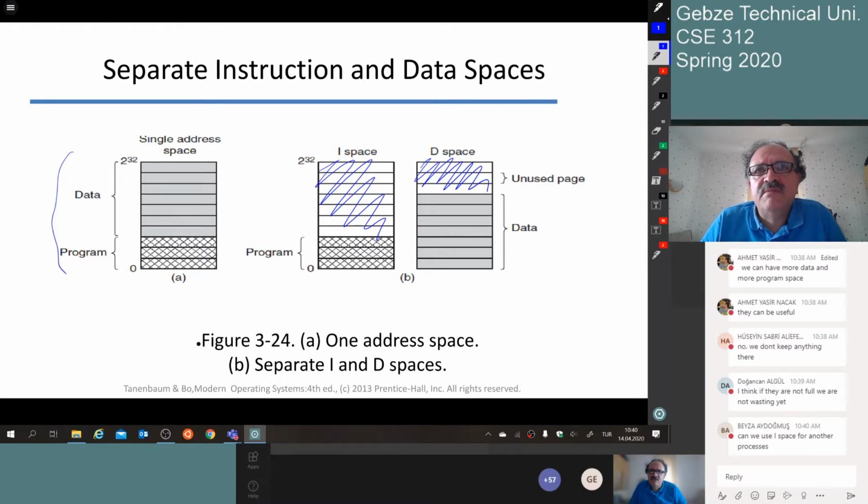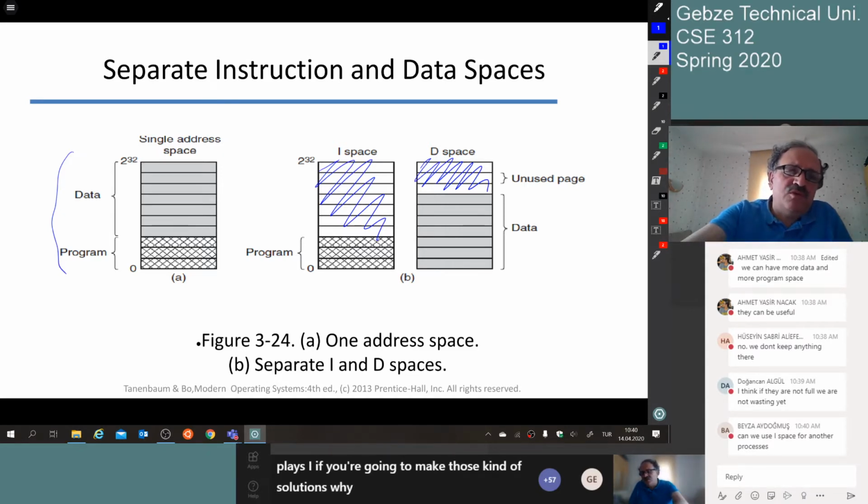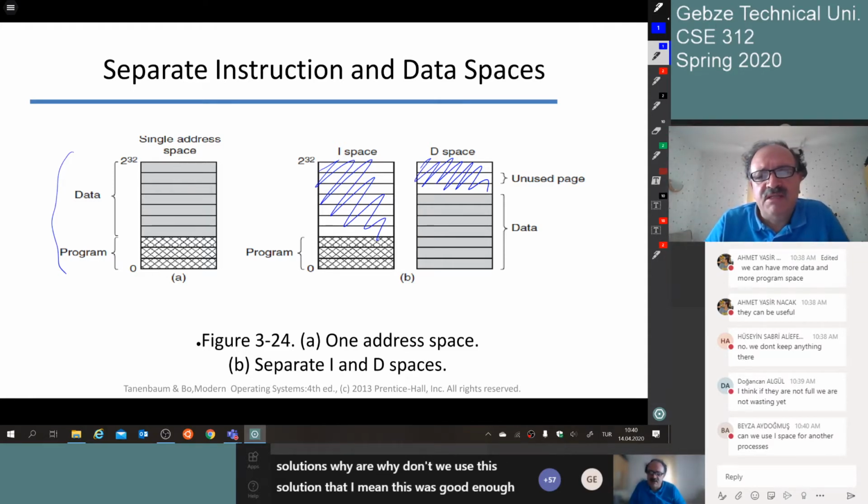Can we use the I space for another process? I mean, if you are going to make those kinds of solutions, why don't we use this solution then? I mean, this was good enough. I share my space for data and programs.